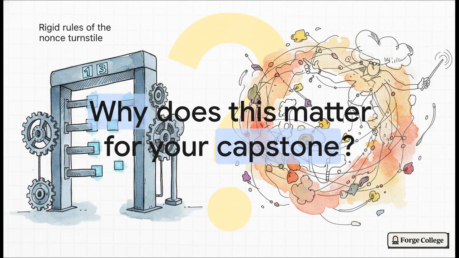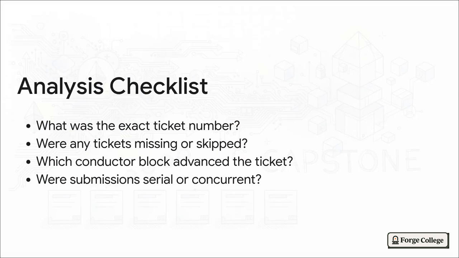When you're comparing two different smart contract interactions that resulted in totally different persistent outcomes, how are you going to explain why? You can't just guess. You need a structured way to separate the rigid rules of the nonce turnstile from the unpredictable variability of the network conductor. And that is exactly what this checklist provides.